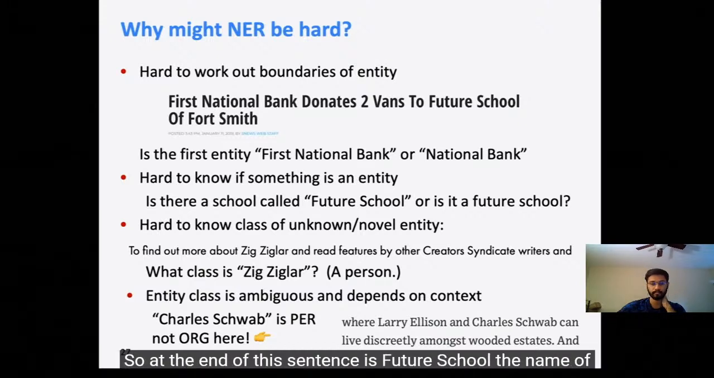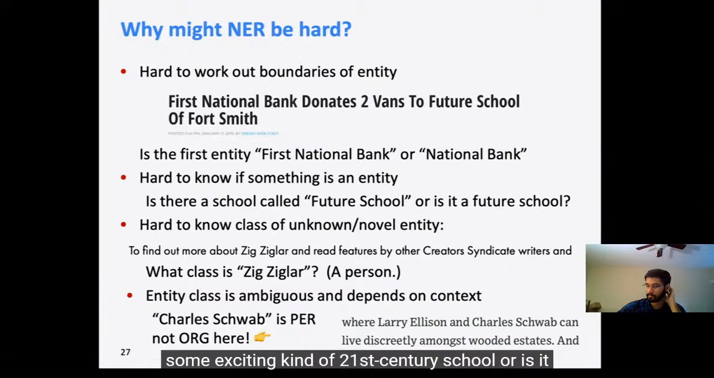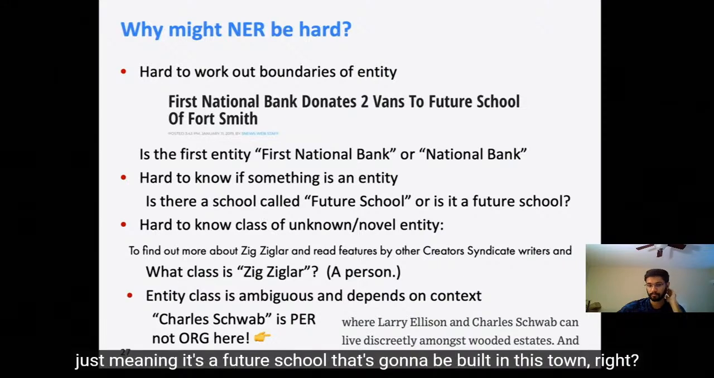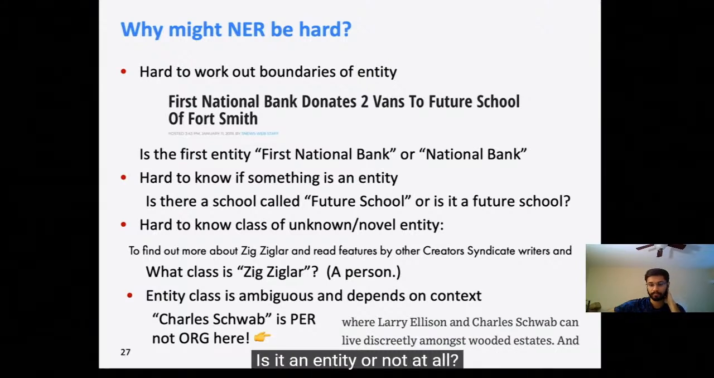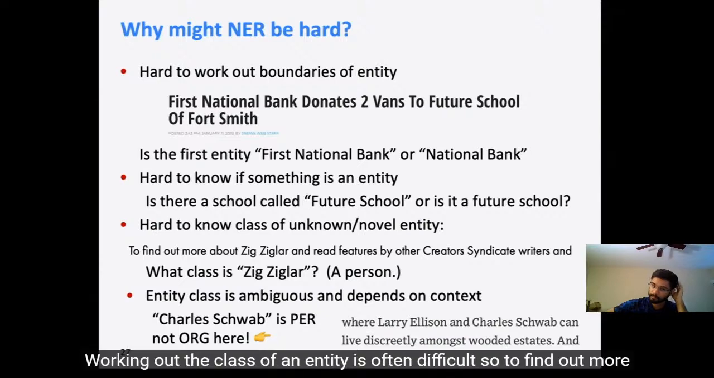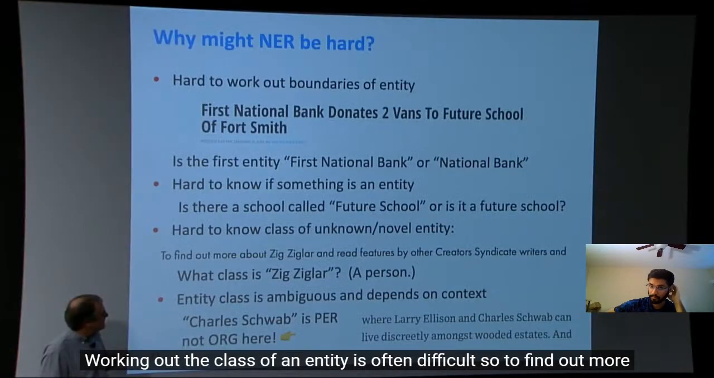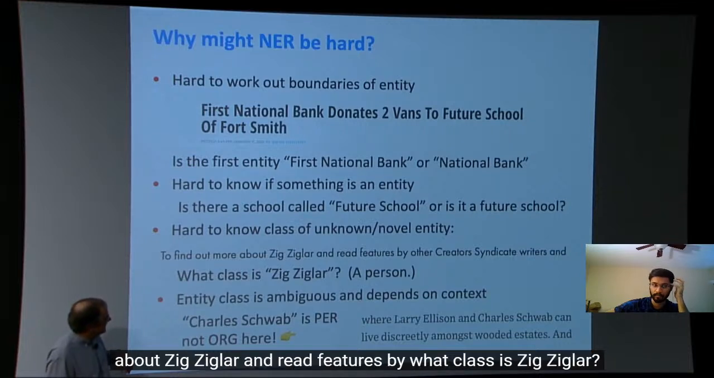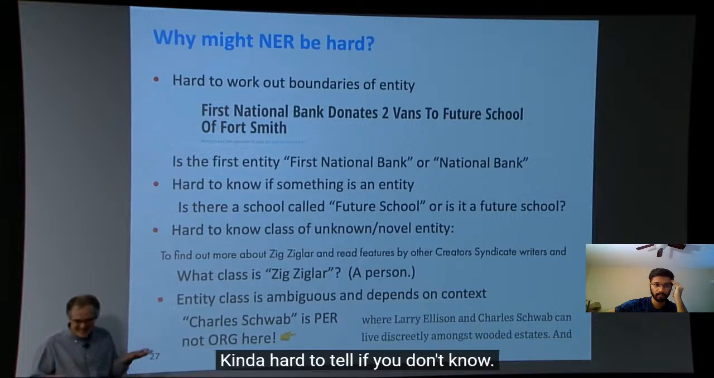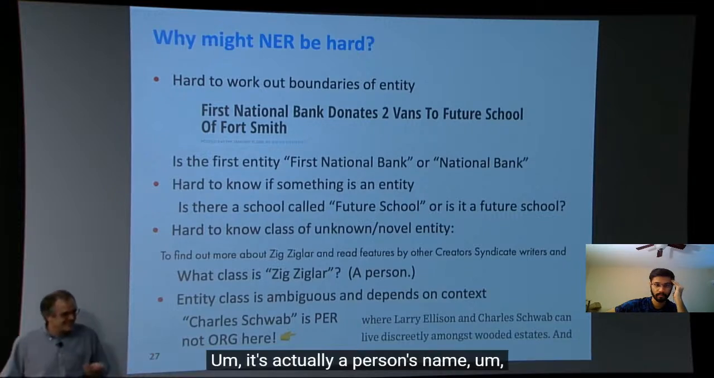So at the end of this sentence, is Future School the name of some exciting kind of 21st century school, or is it just meaning it's a future school that's going to be built in this town, right? Is it an entity or not at all? Working out the class of an entity is often difficult. So to find out more about Zig Ziglar and read features by, you know, what class is Zig Ziglar? Kind of hard to tell if you don't know. It's actually a person's name.